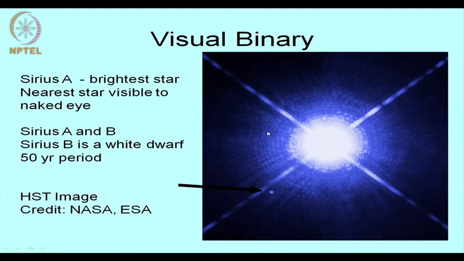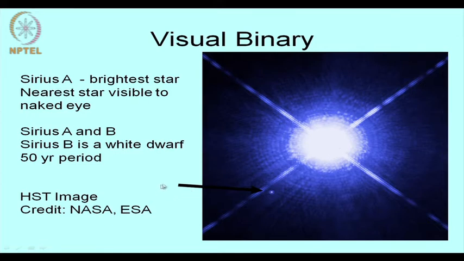So, the first type is the visual binary, and this picture shows you a particular case of a visual binary. This picture shows you the star Sirius A, and this star is the brightest star in the sky, and it is also the nearest star that is visible to the naked eye. So, this is Sirius A, the brightest star in the sky.